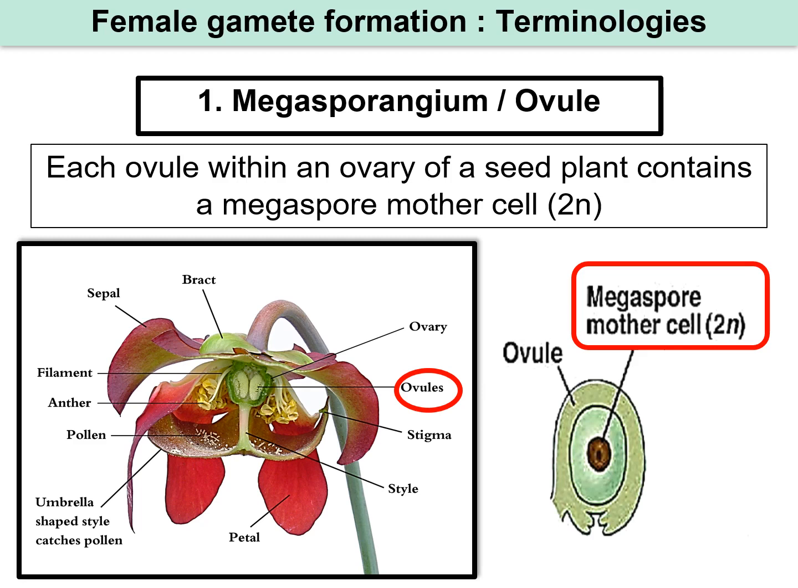The first term is megasporangium. Sporangium again is a structure that is holding the female reproductive parts. So it contains a megaspore mother cell, or megasporocyte, also known as megasporocyte.